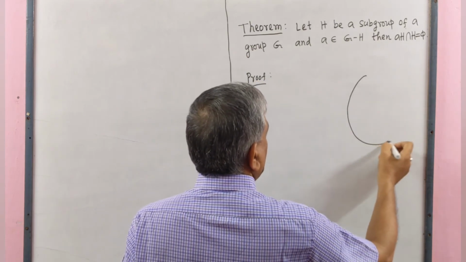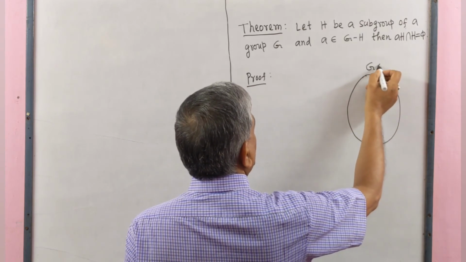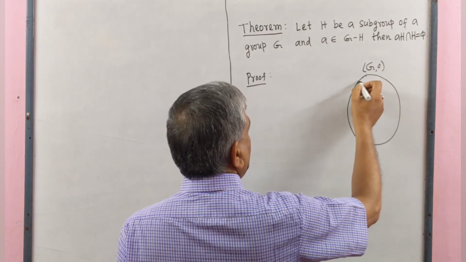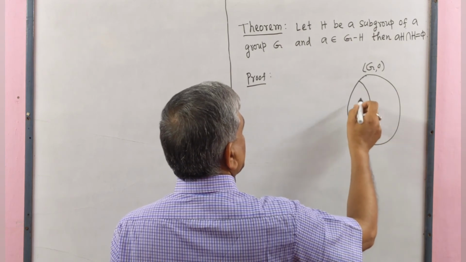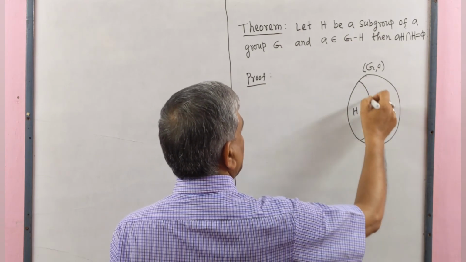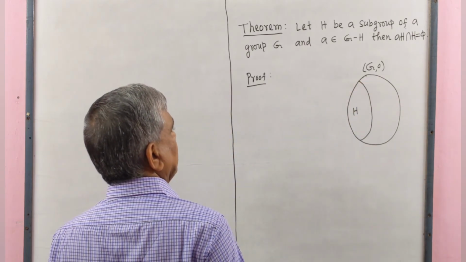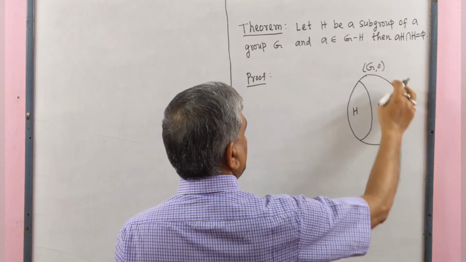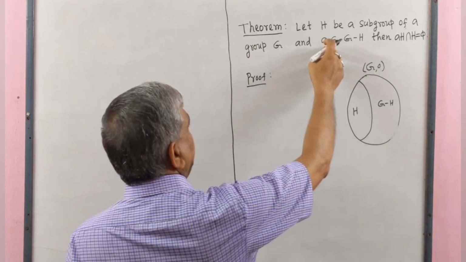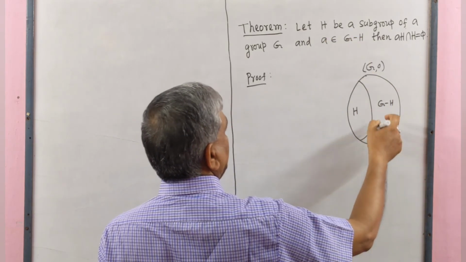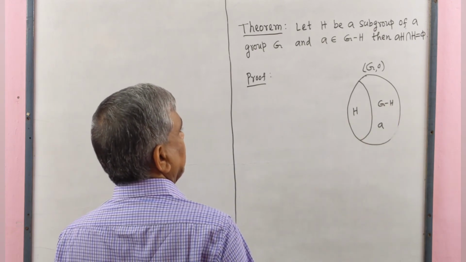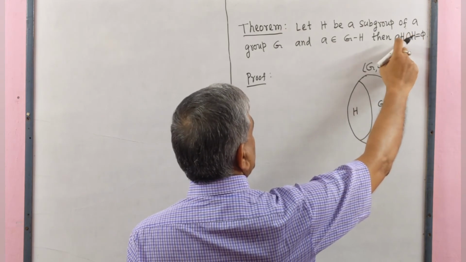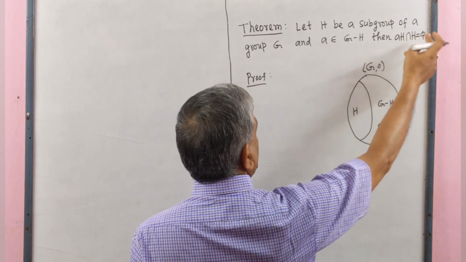Let G be a group with given binary operation and this H be a subgroup of G. Therefore, this part is G minus H. Here a belongs to G minus H; a is an element of G minus H. We have to prove that aH left coset intersect H equal to phi.